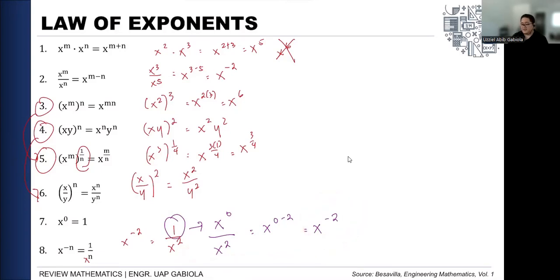Okay? So, vice versa din yon. If you have a value na x to the negative 3 sa baba, a fraction na ganyan, so all you need to do is to transfer the variable with a negative exponent from the denominator going to the numerator. Okay? So, ito yung mga laws of exponent natin.